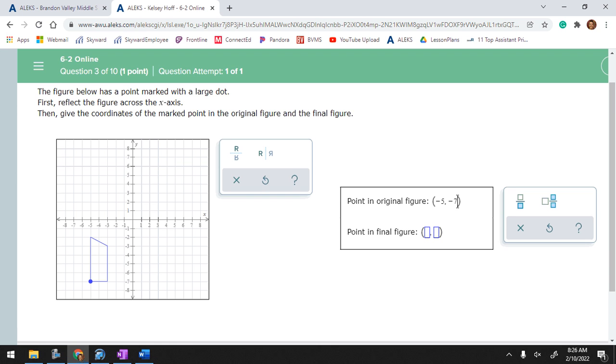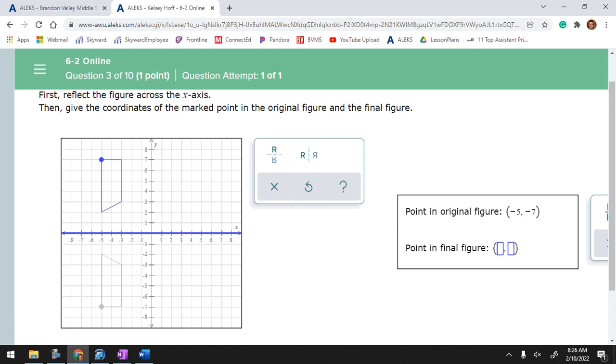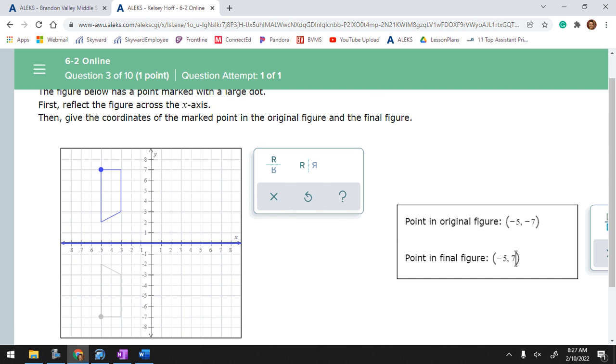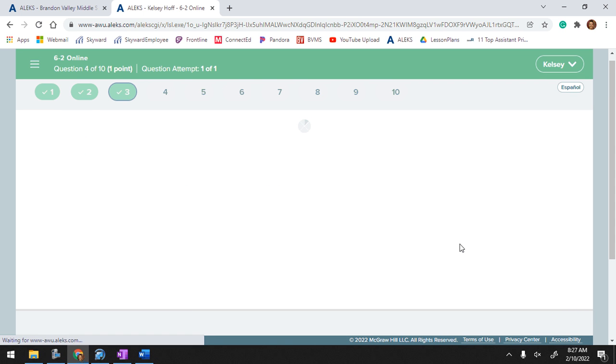Now, in order to get it to reflect, you have to pick which reflection you want. X-axis, which one did you guys tell me is the x-axis? This one. So you're going to pick this button here. And it's going to give you a line, and it says place the line. So you go to the x-axis, you click, and it flips it for you. See that? Now, where is the new point now? -5, +7. And we check. And it says, good job.